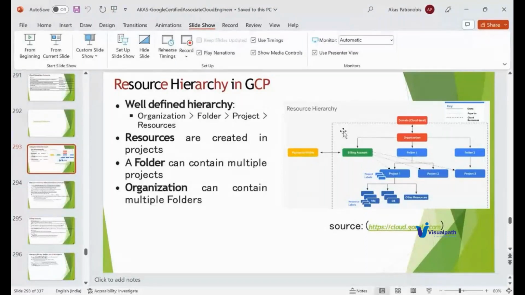Typically, if you are using an account in GCP, first would be your domain. That is the cloud level, when you are hitting cloud.google.com. That's the domain that you are hitting. What is a domain? I will speak about it when we are talking about Cloud DNS. But let's take domain as the first point, and from there you can segregate your data based on whatever requirements you have. So the first thing is your organization.